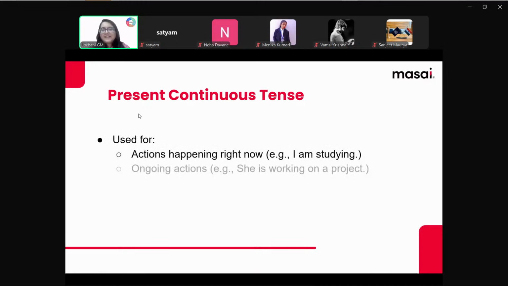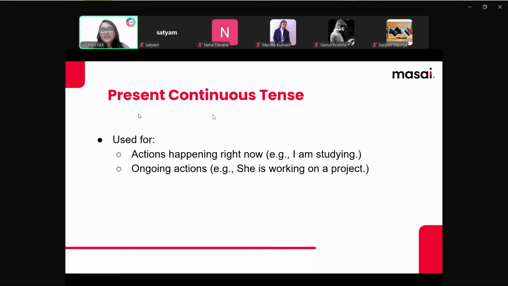Now, what exactly is the present continuous tense? Whenever you're talking about any action which is happening right now at this moment, right? That is when you use the present continuous tense. Okay. For example, let us say I am talking to you about the present continuous tense. So right now I am doing this action. So I'm saying verb plus ing, talking, right? Similarly, you are attending the lecture.